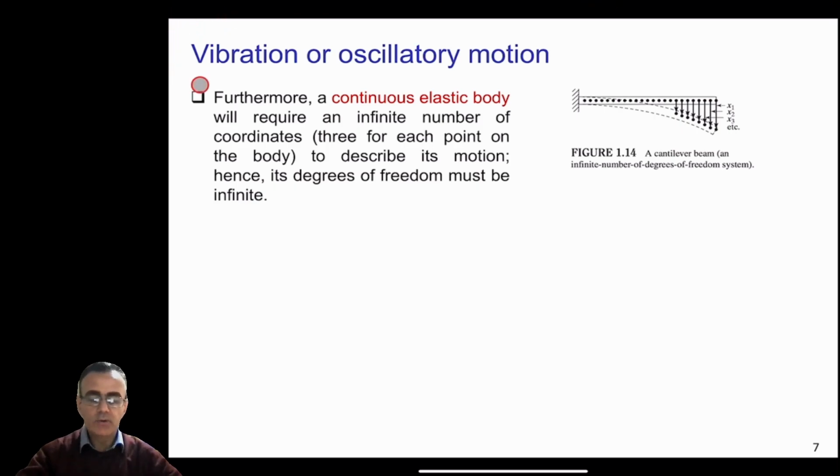But you can also have a continuous elastic body, such as for example if you consider a beam here. A beam will require an infinite number of coordinates, so three for each point on the body. For example, if you consider a 3D beam problem, there can be an infinite number of points along the length of the beam, and each point can have three coordinates. So you need an infinite number of degrees of freedom to fully describe the motion of this beam here. So we call this a continuous elastic body.